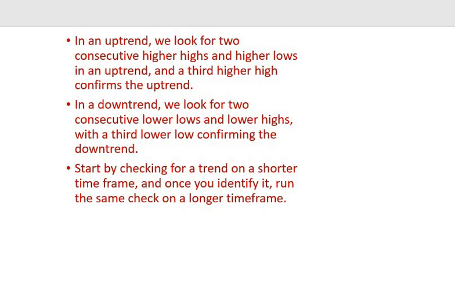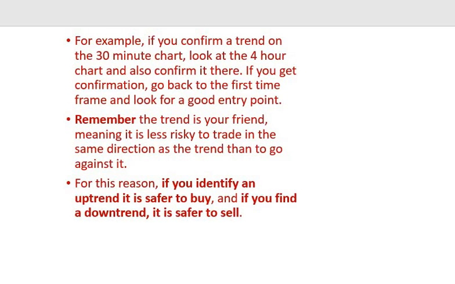When you want to identify the trend of a market, there are some things that you need to look into. So when you look into that, that is when you can identify that this market is an uptrend or a downtrend. So we move. For example, if you confirm a trend on a 30 minutes chart, look at the 4 hours chart and also confirm it there. If you get the confirmation, go back to the first time frame and look for a good entry point.